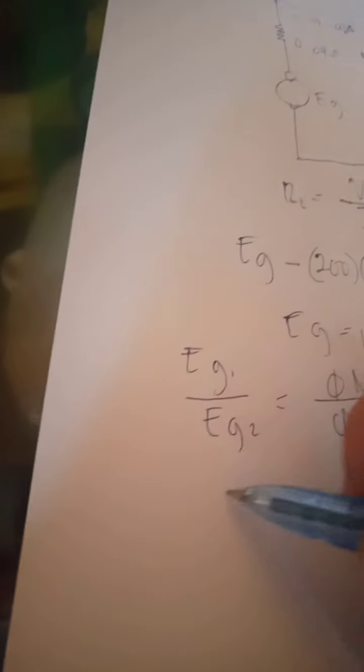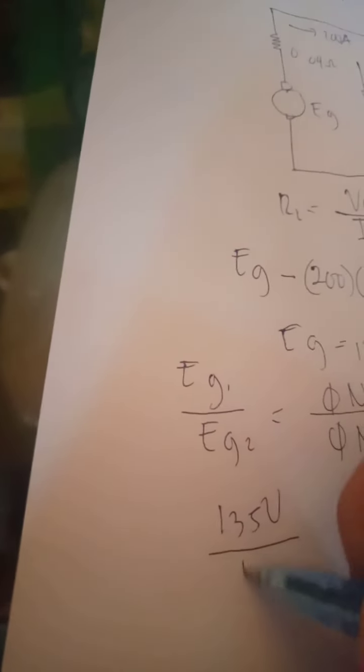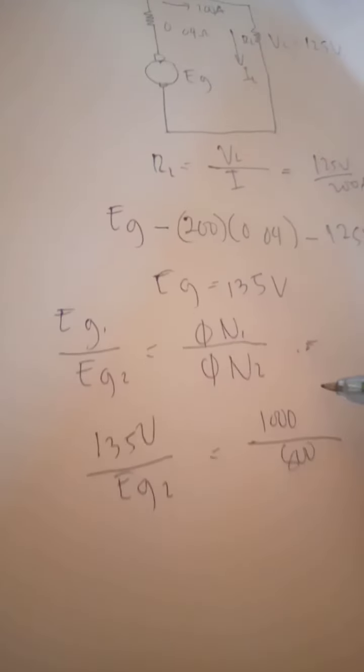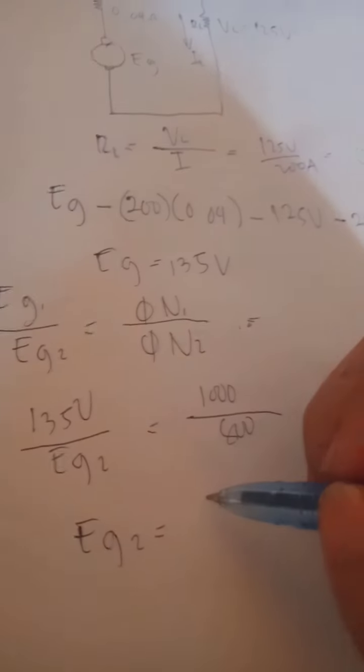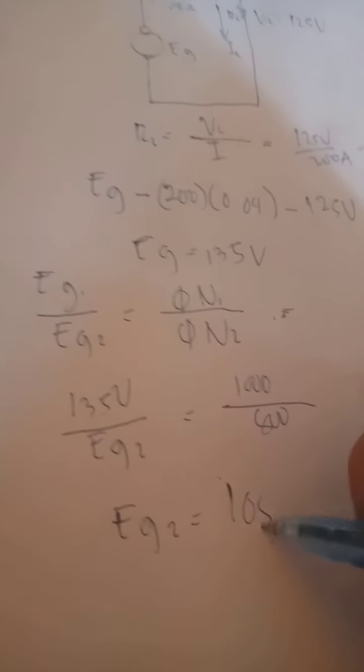Now at the change of RPM, we have the ratio here, EG1 over EG2 is equal to, the flux is constant, speed 1 over speed 2. EG1 is 135 volts over EG2, speed 1 is 1000, then a speed drop to 800, then we should have an EG2 of 108 volts.